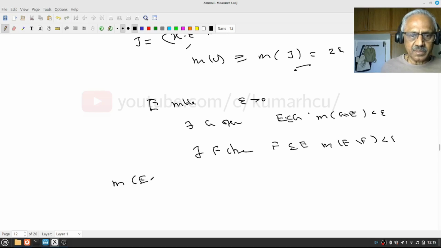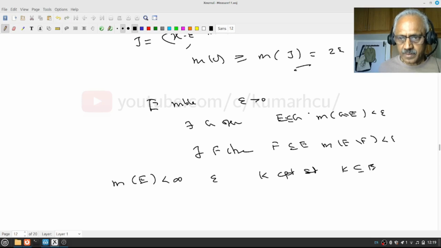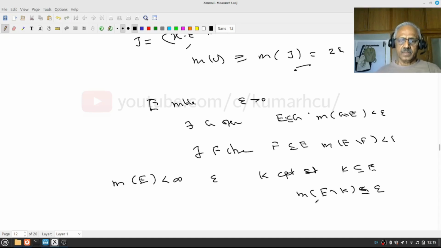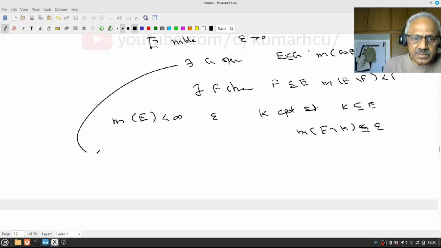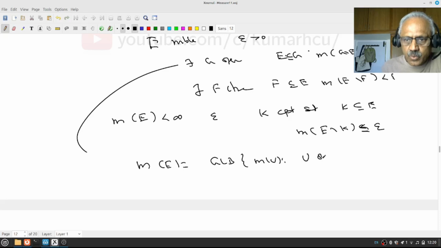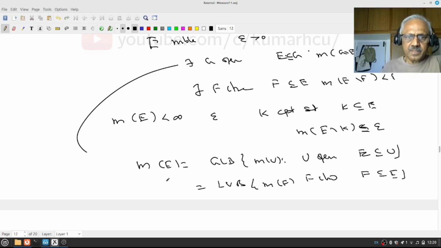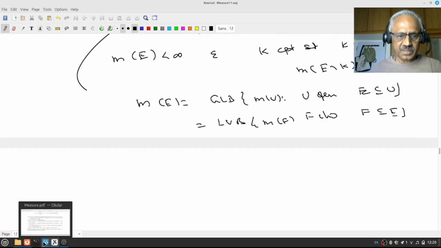And the next thing is if M of E is finite, then for every positive epsilon there is a compact set K contained in E with measure of E minus K less than epsilon. I can approximate any set of finite measure from inside by means of compact sets. So what does that mean? Notice that the first one says that M of E is nothing other than the GLB of M of U, where U is open and E is contained in U. That is equal to the LUB of M of F, where F is closed and F is contained in E. And in the case of finite measure, I can take M of K, where K is compact and K is contained in E.